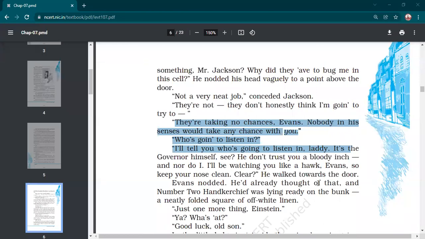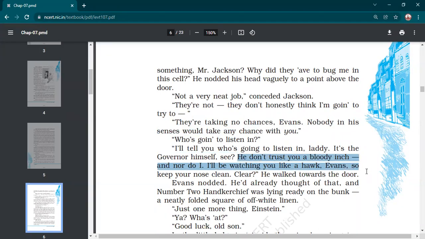So he says, कौन सुनने जा रहा है? I'll tell you who's going to listen in. It's the governor himself. He don't trust you a bloody inch. ना तो वो तुझे ट्रस्ट करता है एक इंच भी, ना मैं करता हूँ. I'll be watching you like a hawk. Hawk, you know that bird whose eyes are very sharp enough to catch the prey. तो कहते हैं जैसे एक hawk नजर रखता है ना अपने शिकार पे. I will be watching you over.